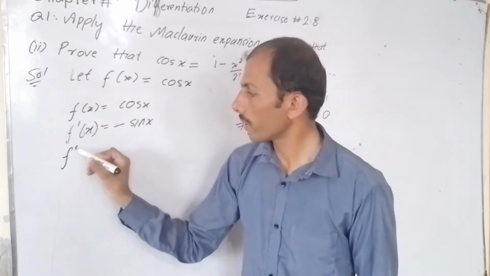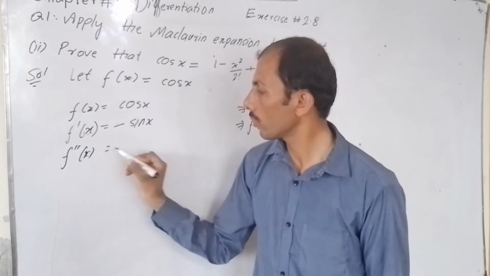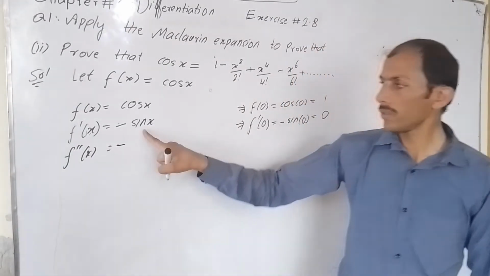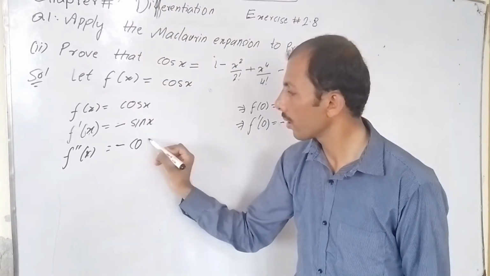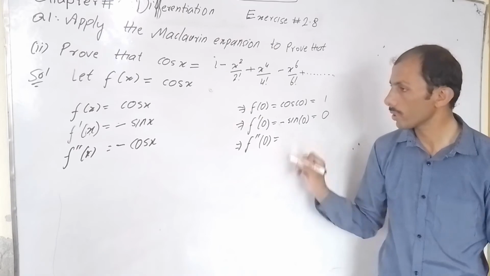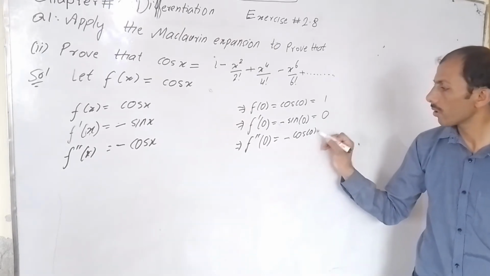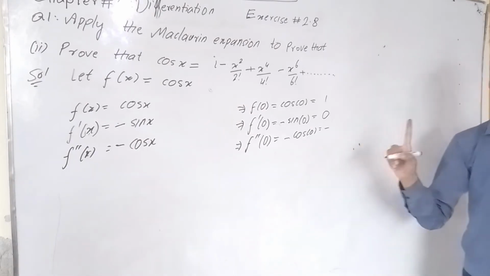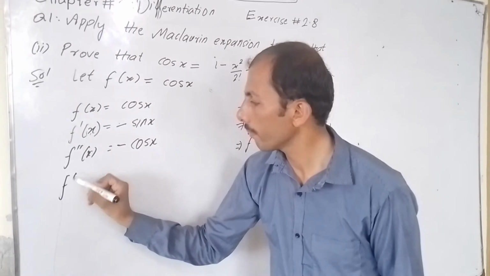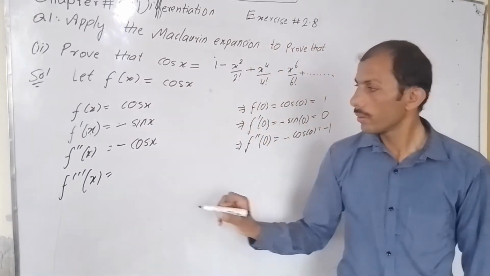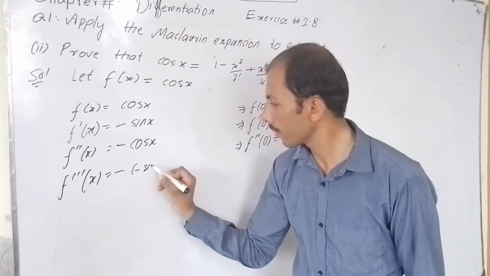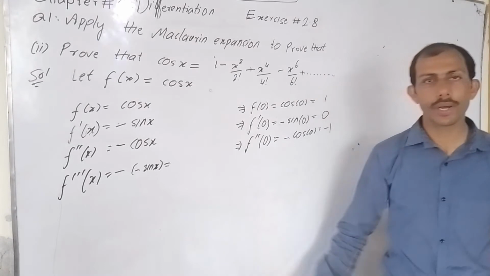Second order derivative f double prime of x is equal to the derivative of minus sin x, which is minus cos x, which implies that f double prime of 0 is equal to minus cos of 0, which is equal to minus 1. Third order derivative f triple prime of x is equal to minus the derivative of cos x, which is minus minus sin x, which is plus sin x.